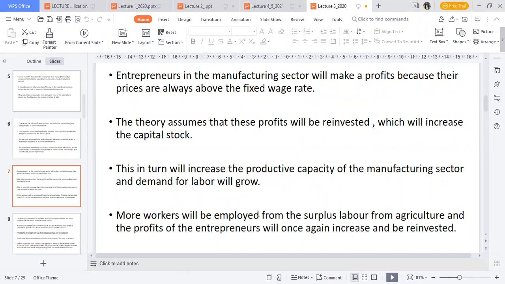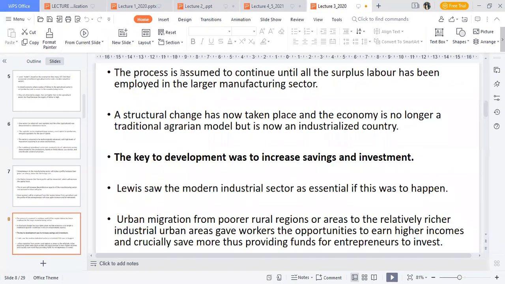More workers will be employed from the surplus labor from agriculture. And the profit of the entrepreneurs will once again increase and be invested. So the more they do it, the more these people come from the village to join us in town, the more we're able to gain more money. Okay. The process is assumed to continue until all the surplus labor has been employed in the larger manufacturing sector. So this will continue until there is no more labor supply from the village or from UPSA again. So all those who are in agriculture, you employ all of them into our company.